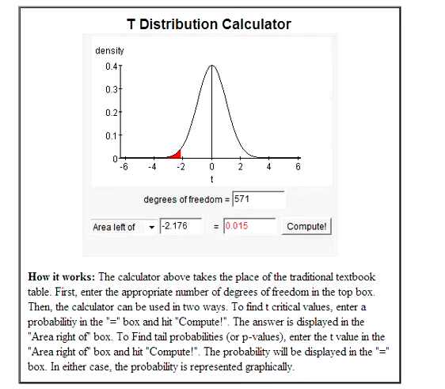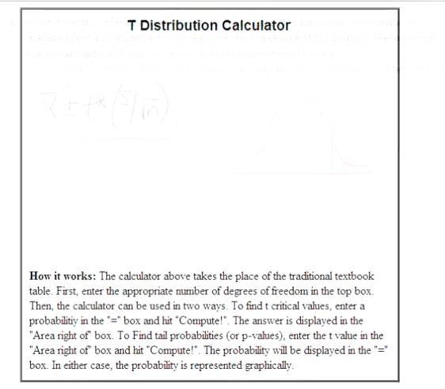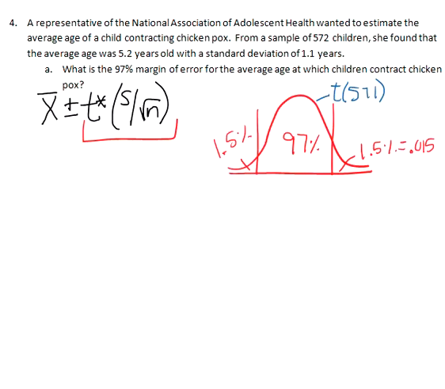2.176. Again, it doesn't matter that it's negative. We're going to use both the positive and negative values for this. So our t star value is 2.176.